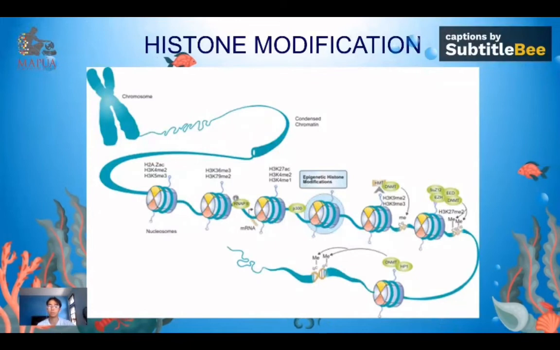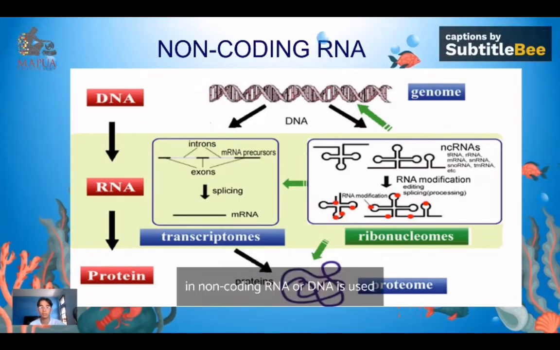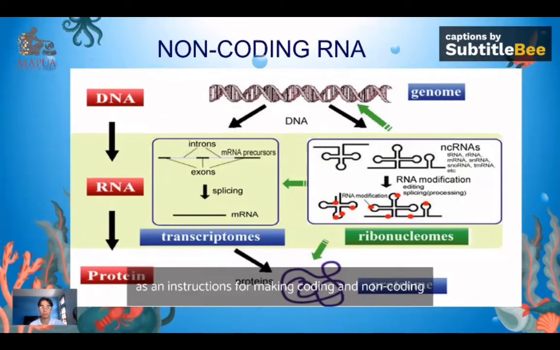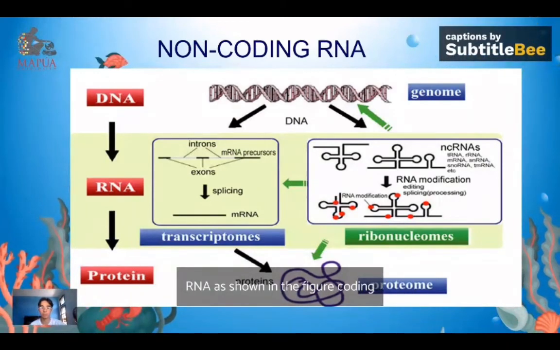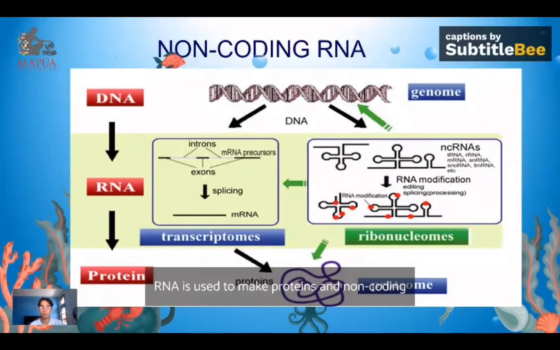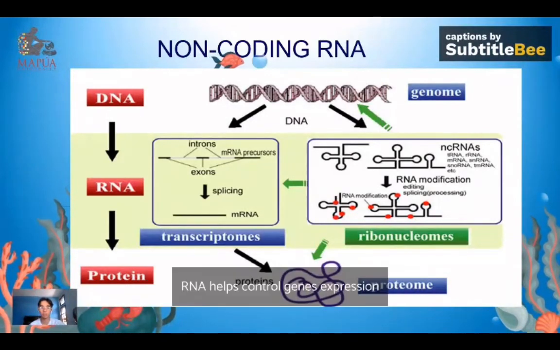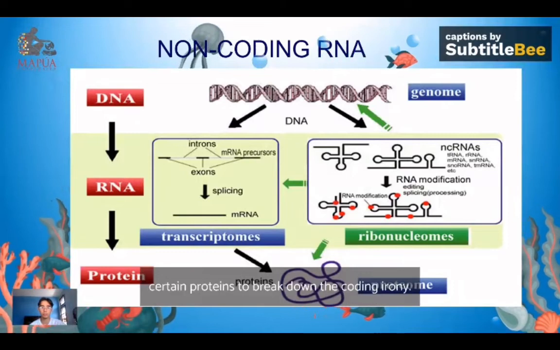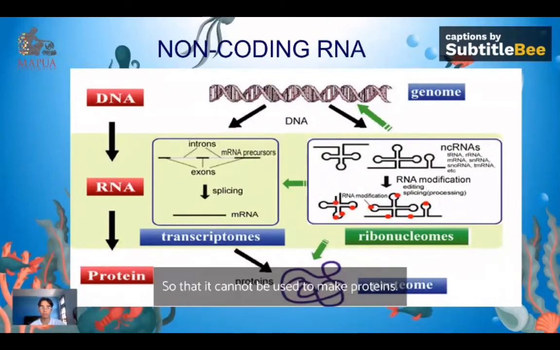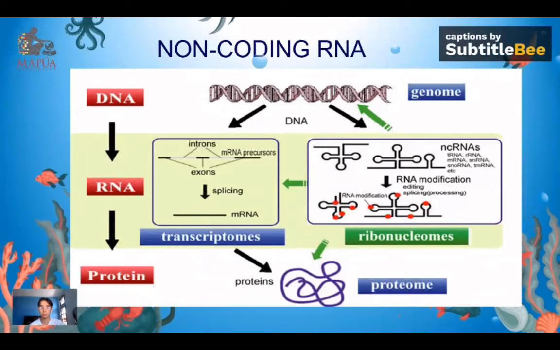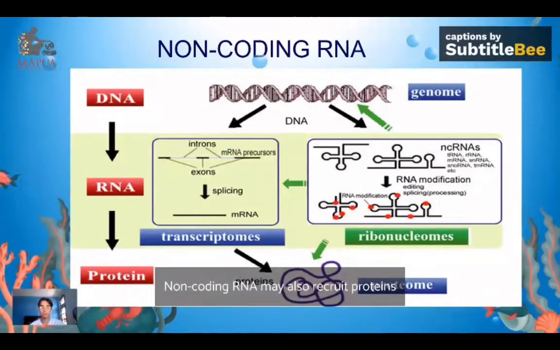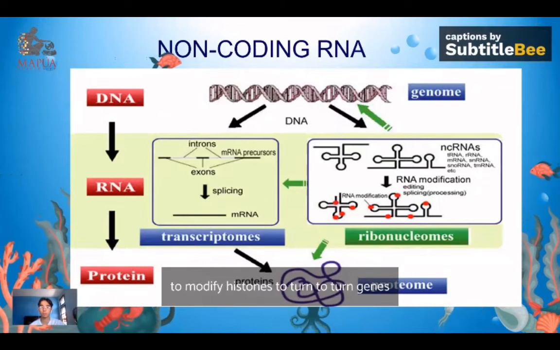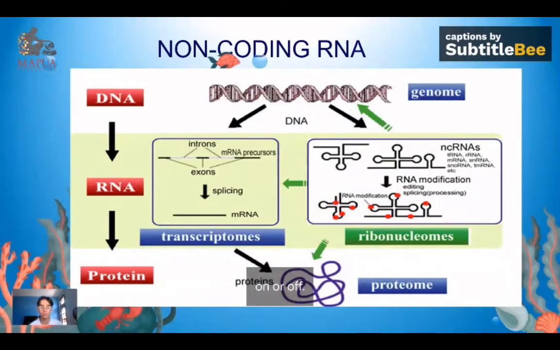And lastly, in non-coding RNA, your DNA is used as instructions for making coding and non-coding RNA, as shown in the figure. Coding RNA is used to make proteins, and non-coding RNA helps control gene expression by attaching to coding RNA, along with certain proteins, to break down the coding RNA so that it cannot be used to make proteins. Non-coding RNA may also recruit proteins to modify histones to turn genes on or off.